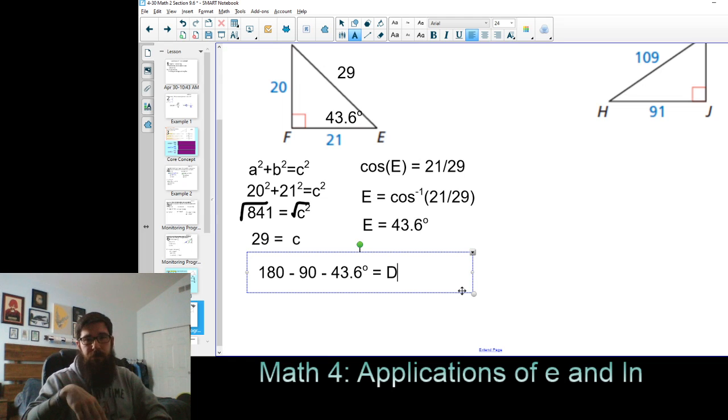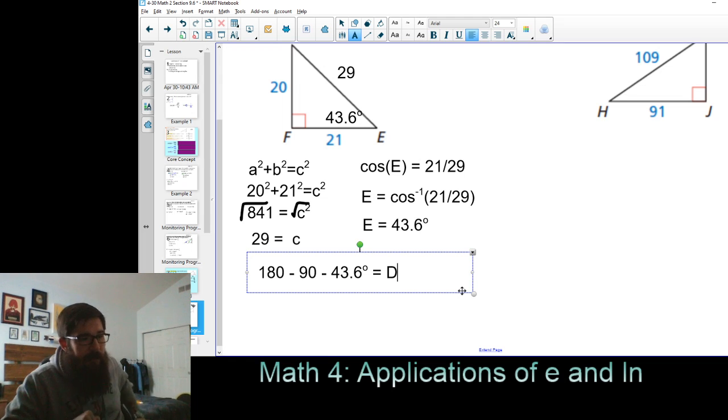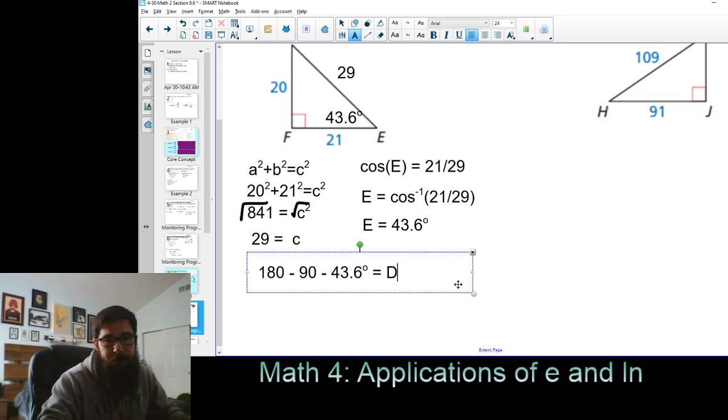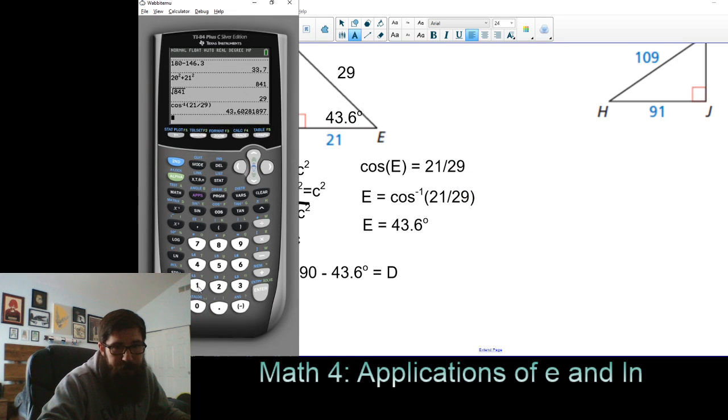It's the same algebra as the previous slide. I'm just kind of shortcutting stuff to cut down the time length. Okay, let's type that in. 180 minus 90 minus 43.6.